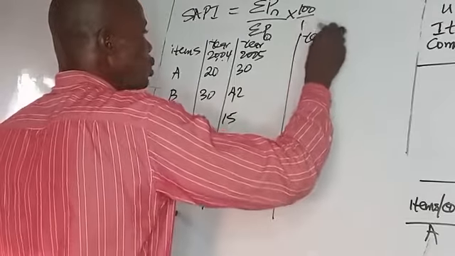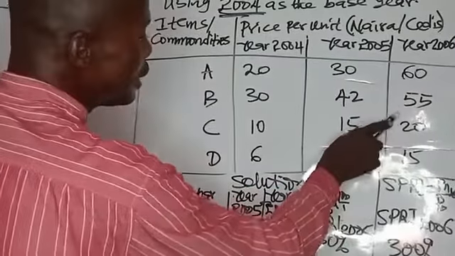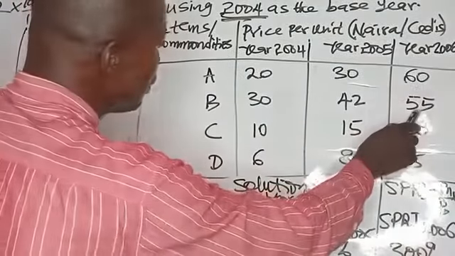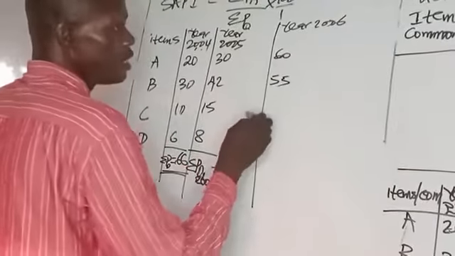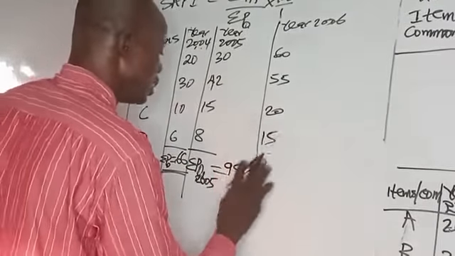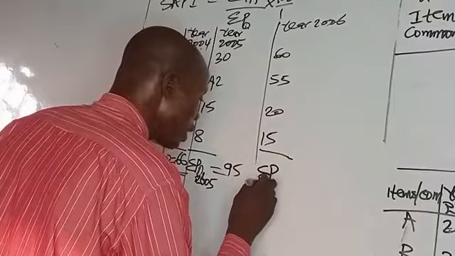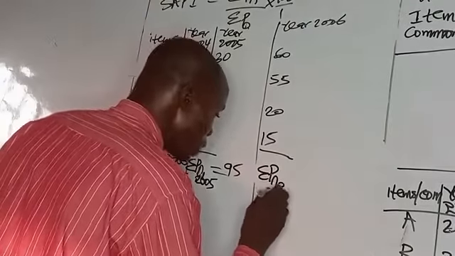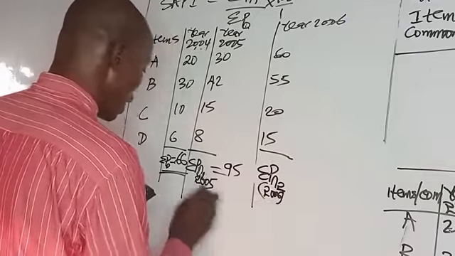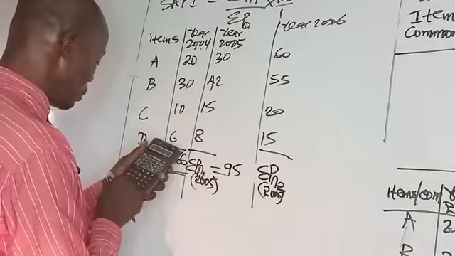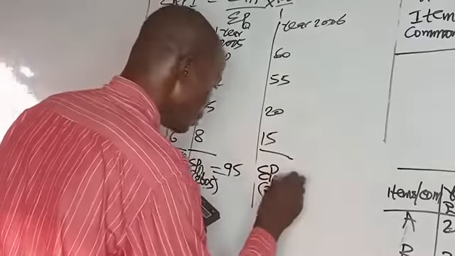Year 2006. The price given for 2006, we have 60, 55, 20, 15. You sum up the year 2006, which is the sum of price of our N, the second year, which is 2006. N2 is 2006. And when you sum up this, 60 plus 55 plus 20 plus 15, that is total 150.